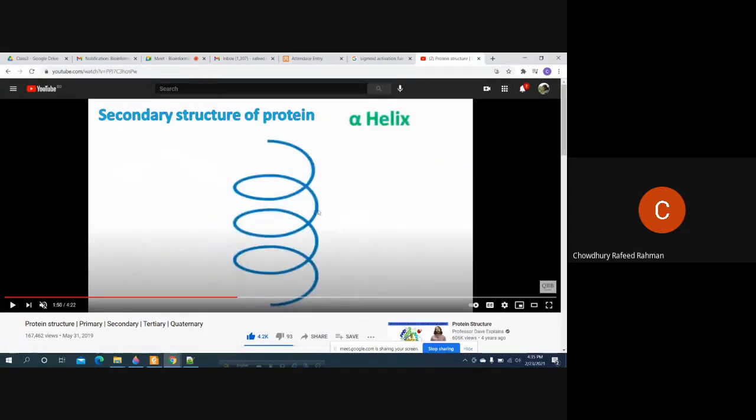So this is actually an alpha helix structure. So there are amino acid 1, amino acid 2, amino acid 3, amino acid 4, amino acid 5, amino acid 6, amino acid 7, amino acid 8, and so on and so forth. The amino acids are formed in a spiral way. This is the alpha helix secondary structure.